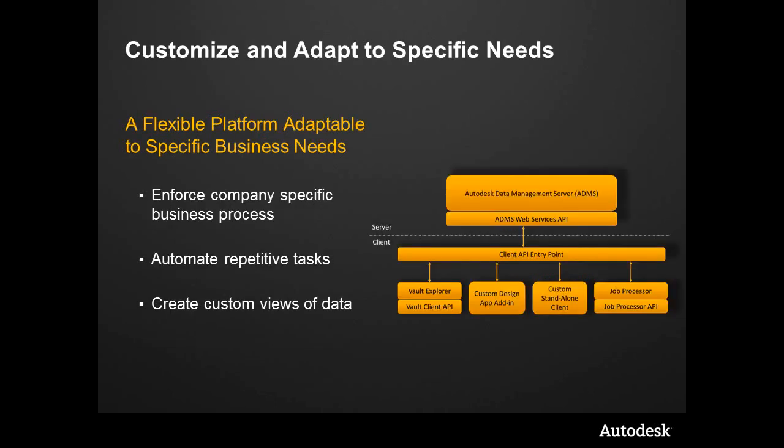We also have the ability to adapt to other unique needs. So Vault is an out-of-the-box program, but we also have an API that allows us to customize and tailor the Vault to exactly what a customer needs to do. And this, again, could be in the form of just automating repetitive tasks or adding a new piece of functionality that a particular customer needs, or create custom views of data, etc.